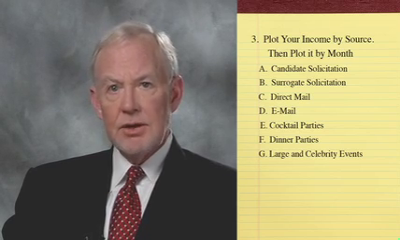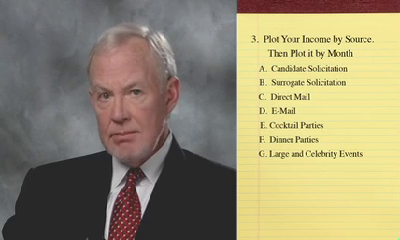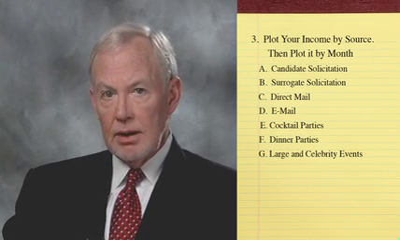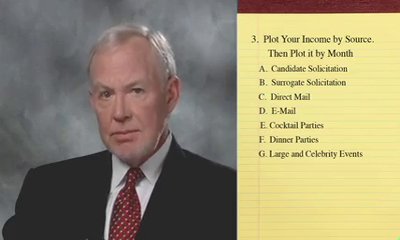Once you have plotted your income by source and by month, match it to your campaign budget and see where you are. I usually construct 3 budgets in every campaign. Budget A is the wish list budget.